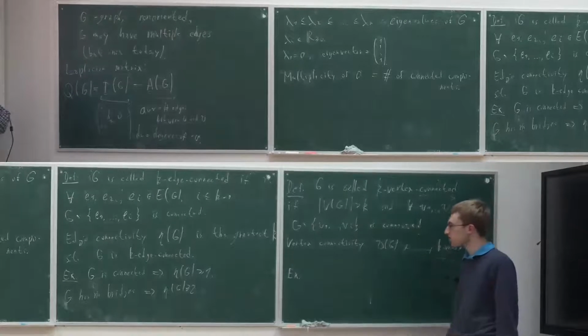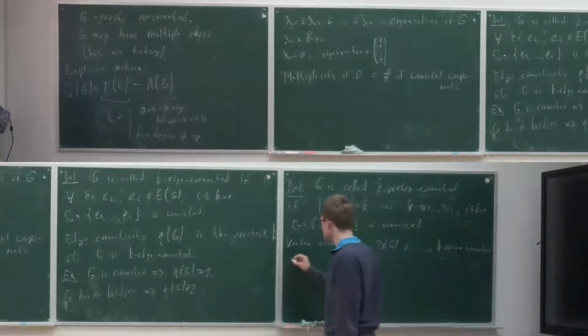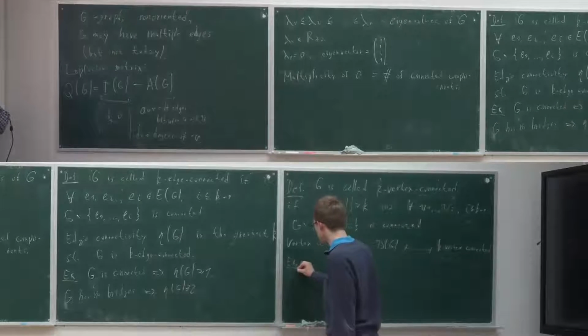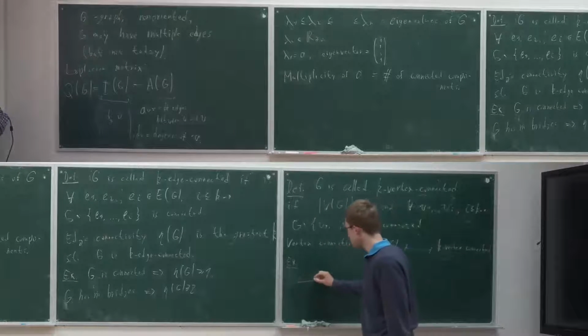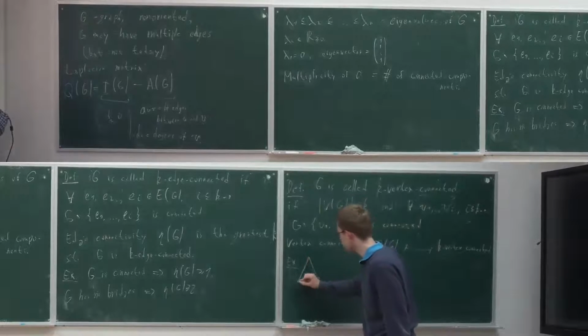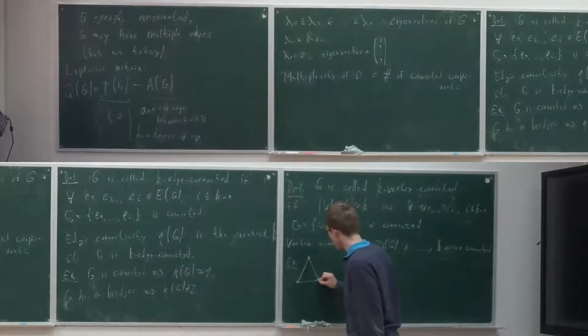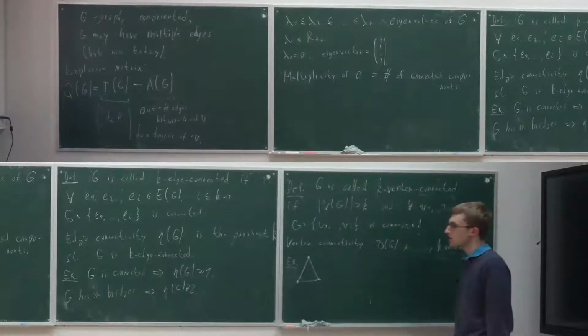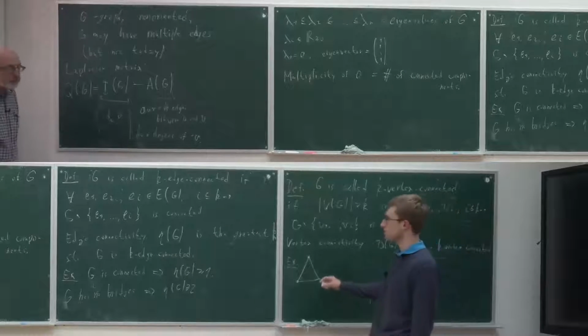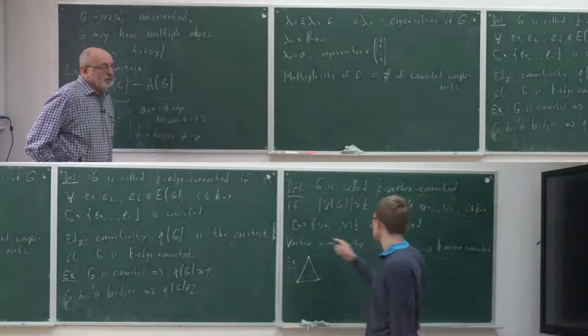Well, for example, let's consider the graph which is a triangle with 3 vertices and 3 edges. So what can we say about these two invariants for this graph?